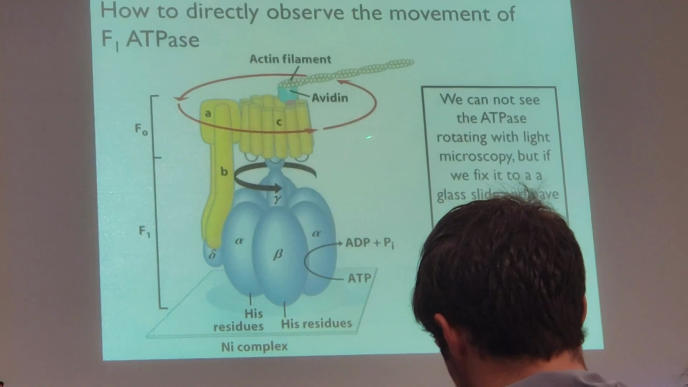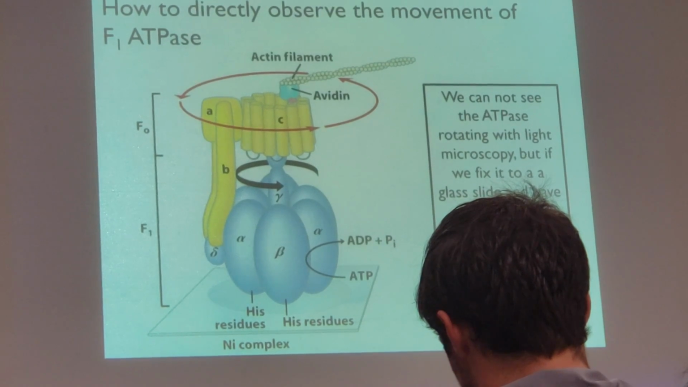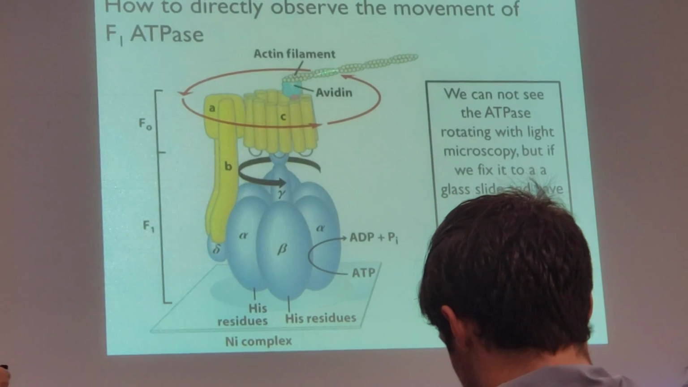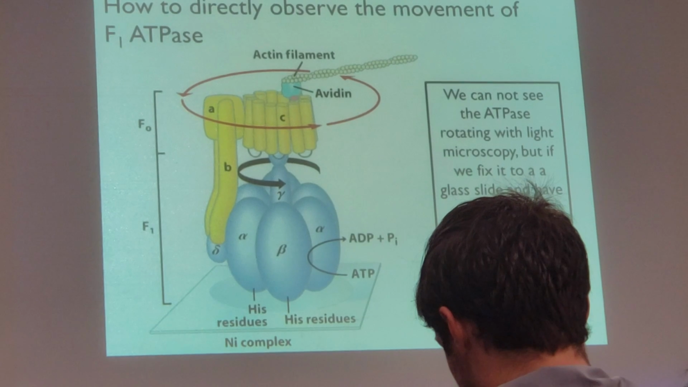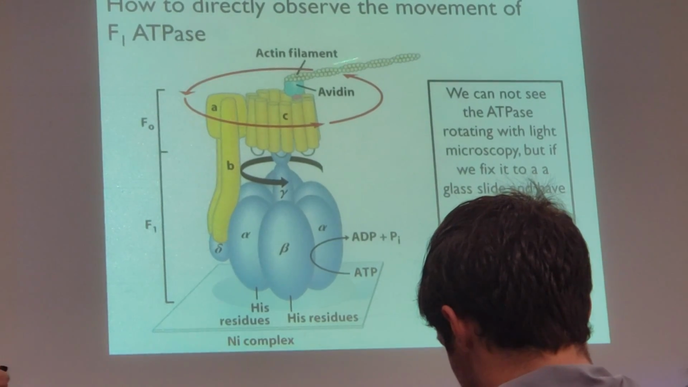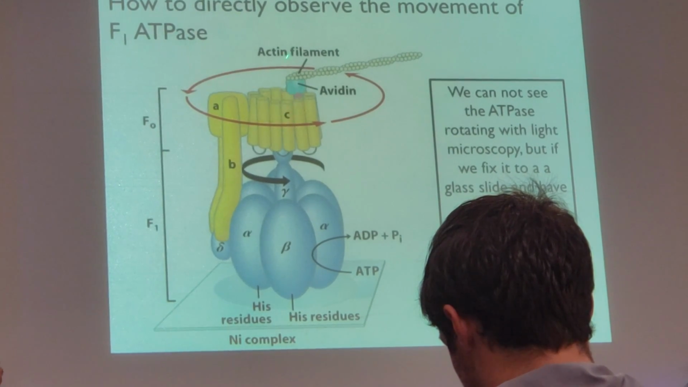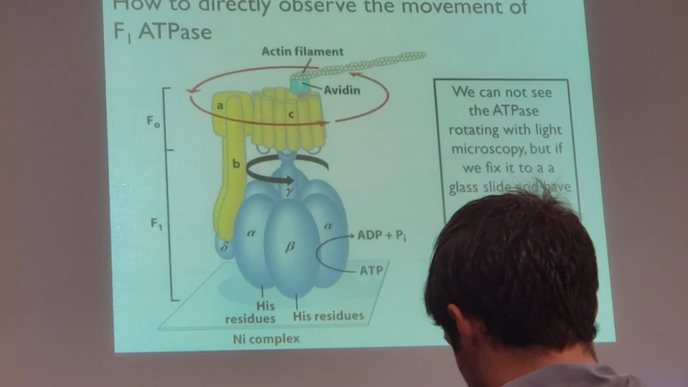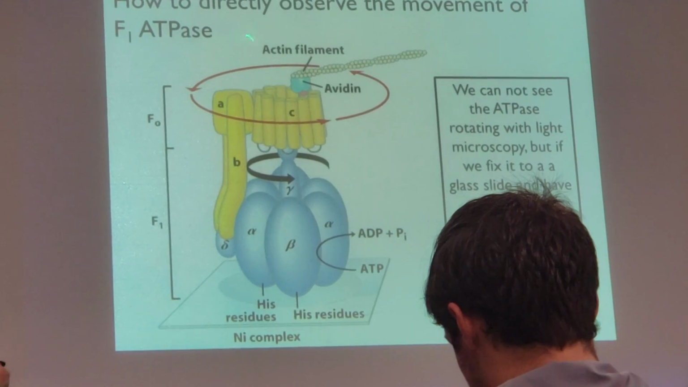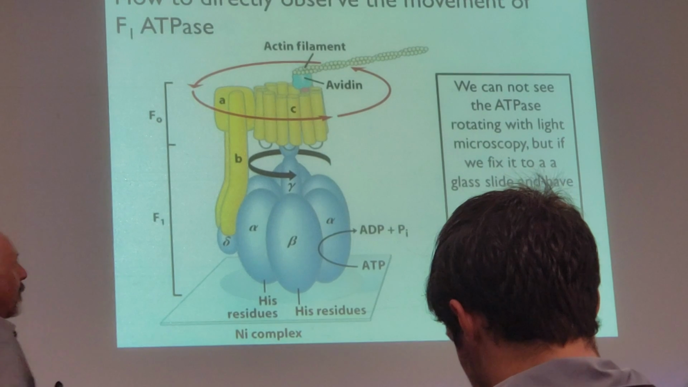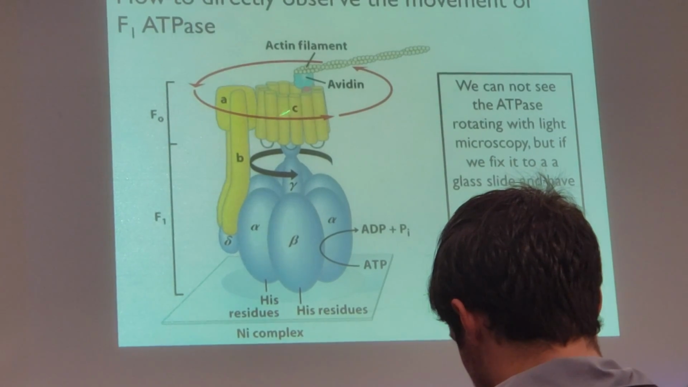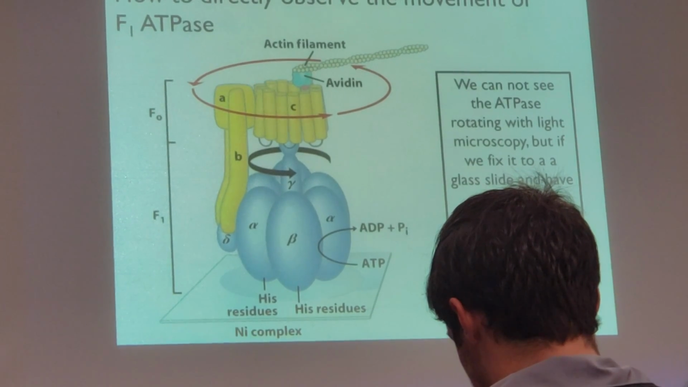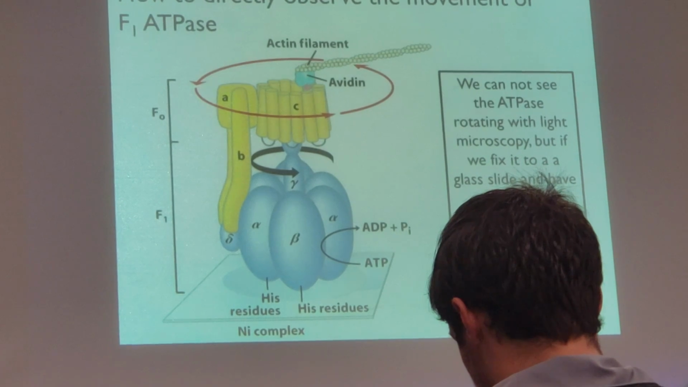If I want to visualize the F0 subunit spinning, you can attach a long filament to it. You can attach, biosynthetically, an actin filament by use of this avidin linker, which is going to attach to a streptavidin. Because you can't watch this thing rotating itself, you're basically attaching a propeller to it, so you can see this movement.